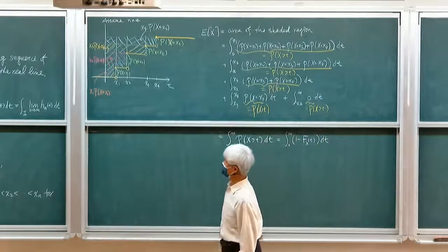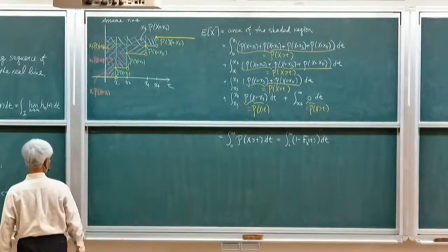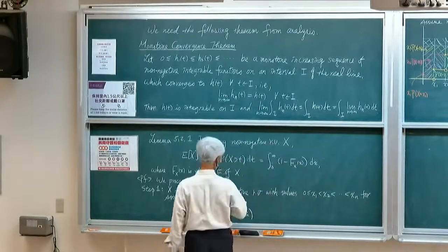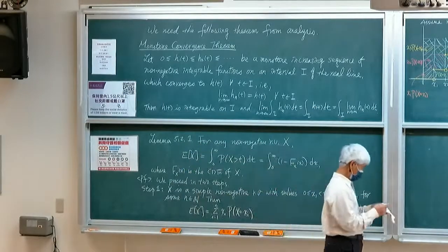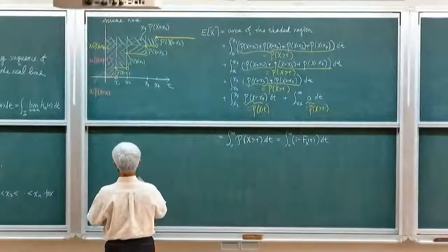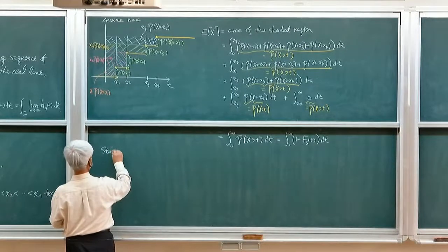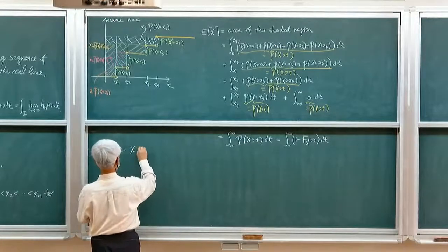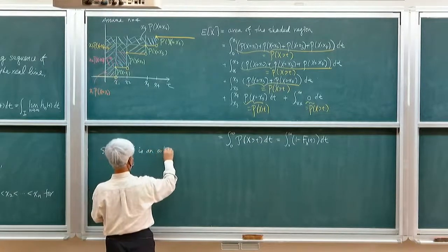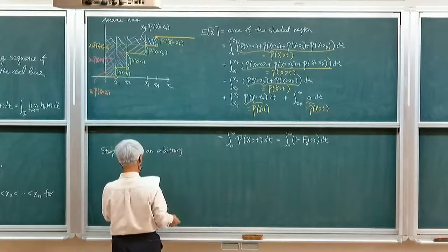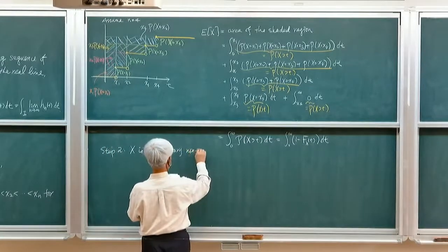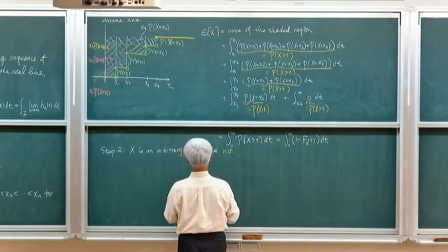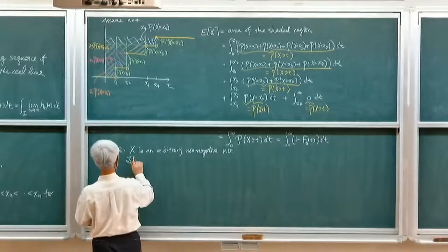Okay, so for a simple non-negative random variable, this is the first step. All right, and now we have step 2. Now X is an arbitrary non-negative random variable.